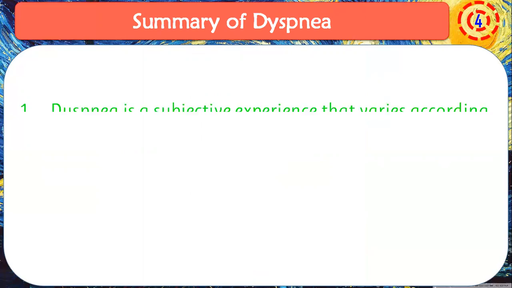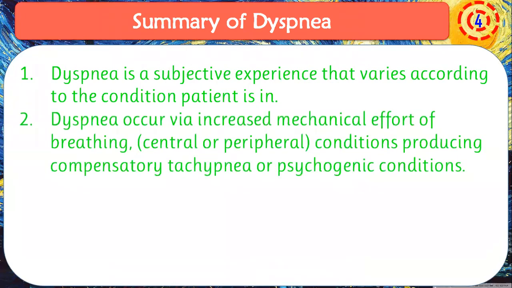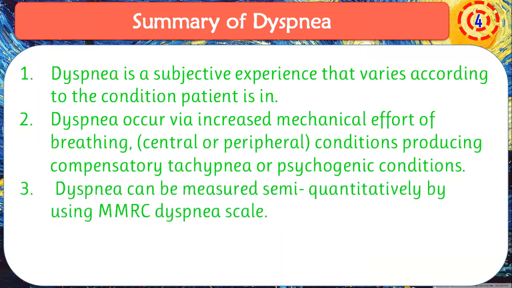Now, I'll be summarizing all of the things that we have said in the videos of the respiratory series on dyspnea. So this is just a short review. The first thing is dyspnea is a subjective experience which varies according to the condition the patient is in. Dyspnea can occur via increased mechanical effort of breathing, central or peripheral conditions which produce compensatory tachypnea, or psychogenic conditions. Dyspnea can be measured semi-quantitatively via the Modified Medical Research Council dyspnea scale.